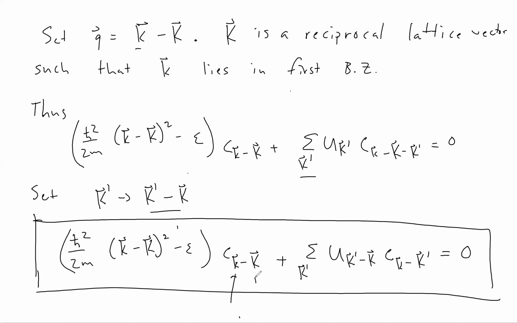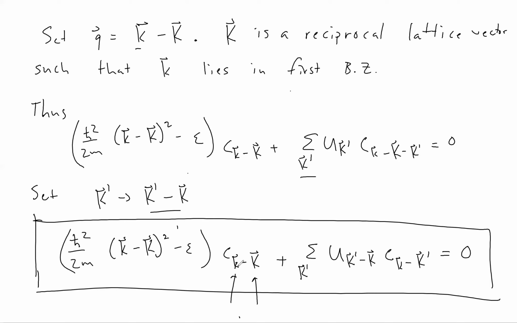Let's also fix big K, which is any reciprocal lattice vector, such that the difference of these is equal to our initial wave vector q. Now, the thing to realize here is that for fixed little k and big K, this equation involves all Fourier coefficients C where the wave vector differs from little k by a reciprocal lattice vector.